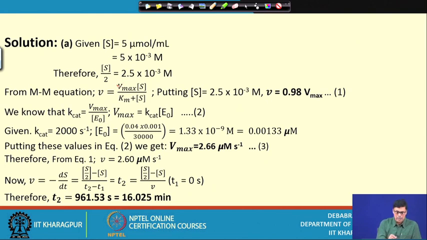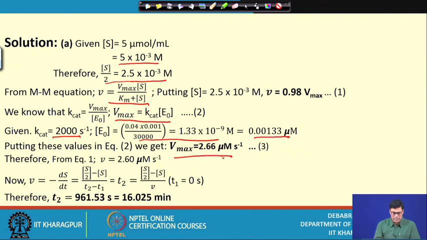The initial problem is: what is the time required to degrade half of the penicillin? The initial penicillin concentration is this many micromoles, so S by 2 is this, and the velocity of the reaction is this. The kcat value is given, and from the kcat value we can find the E0 value, because Vmax equals kcat into E0. From that we can find the Vmax value. From equation 1, V equals 0.98 into Vmax. We put this Vmax value here and find the V value.